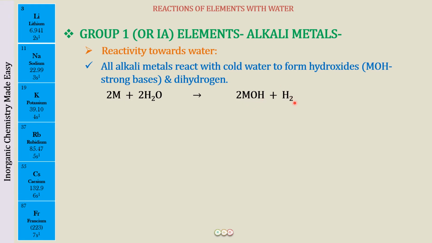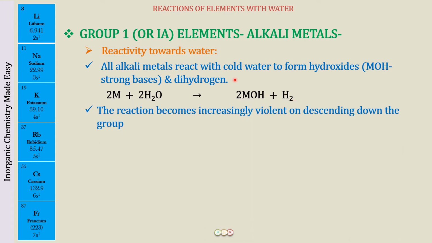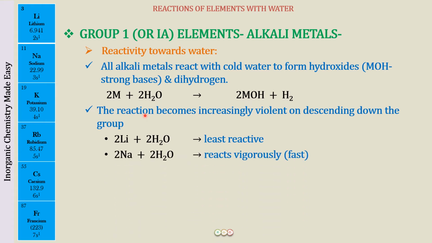But in addition, what you have to remember is that this reaction becomes increasingly violent on descending down the group. As we go down the group, we all know that the size increases, the ionization enthalpies decrease, and the metals can easily form the corresponding ions. The reactivity increases so fast that as we go down the group, the reactions become very, very violent. For example, the reaction of lithium with water is the least reactive. Then when we move on to sodium, it reacts vigorously with water.